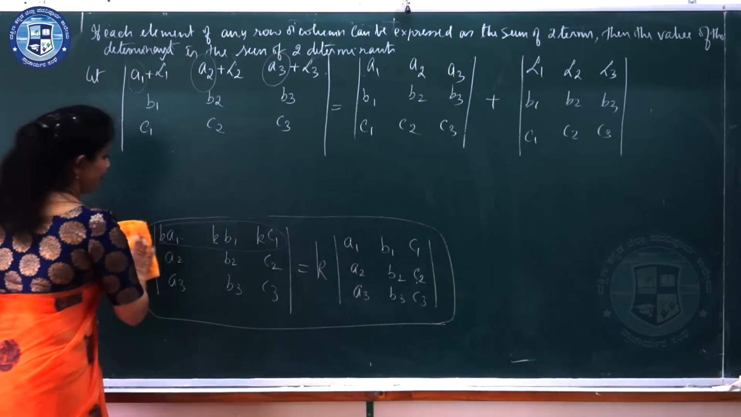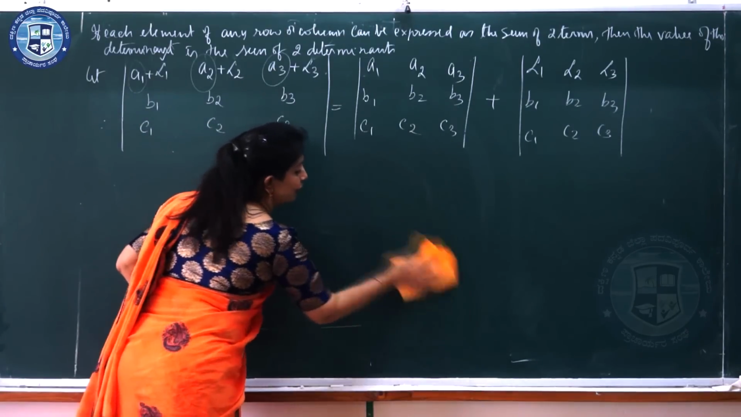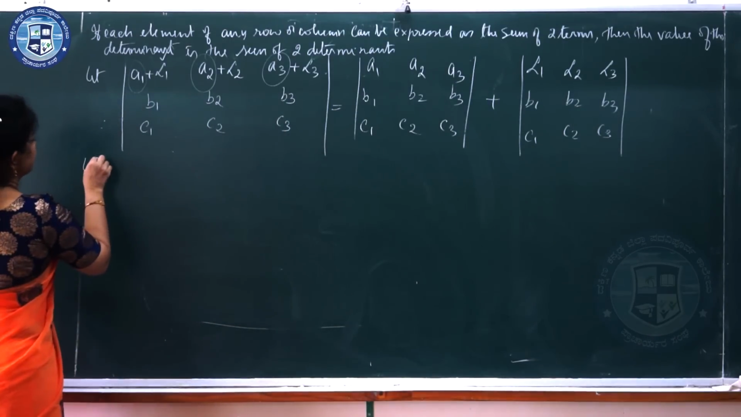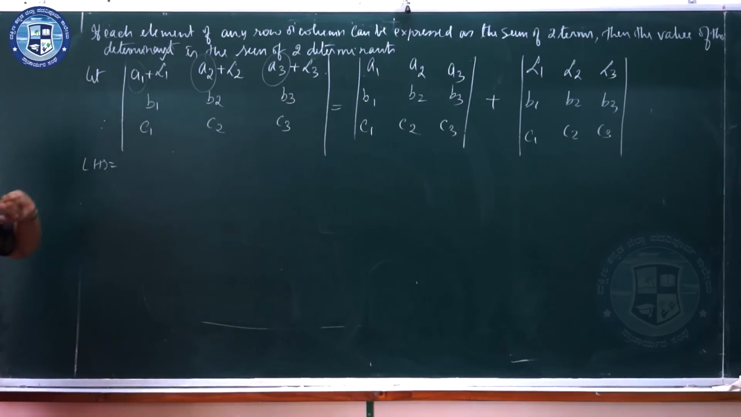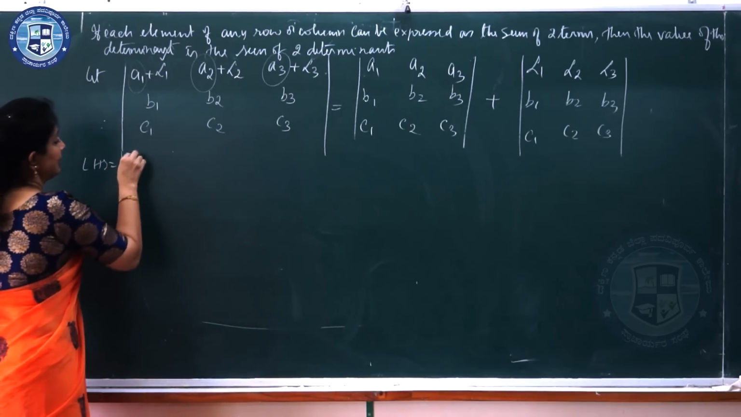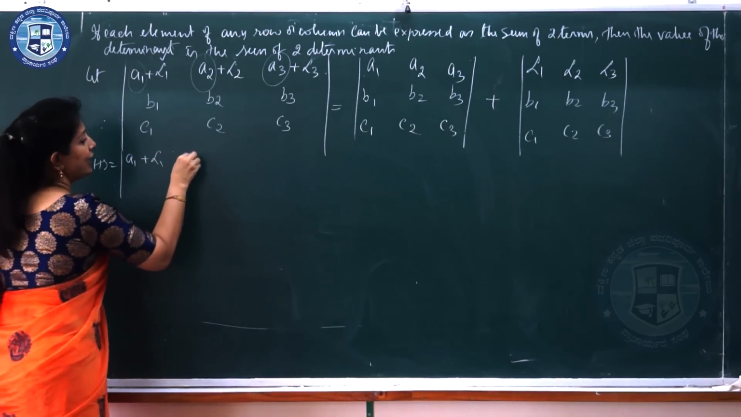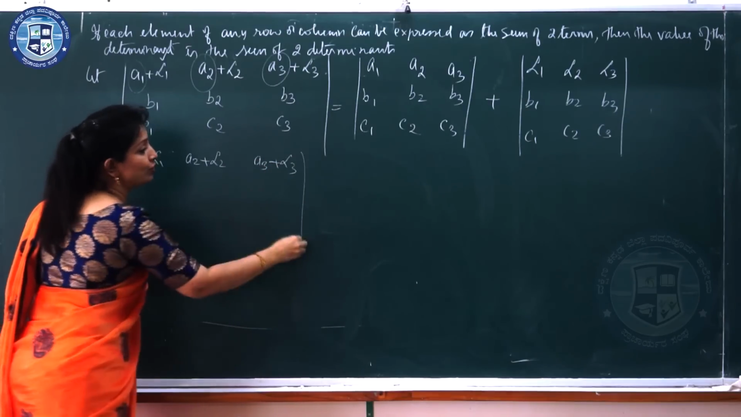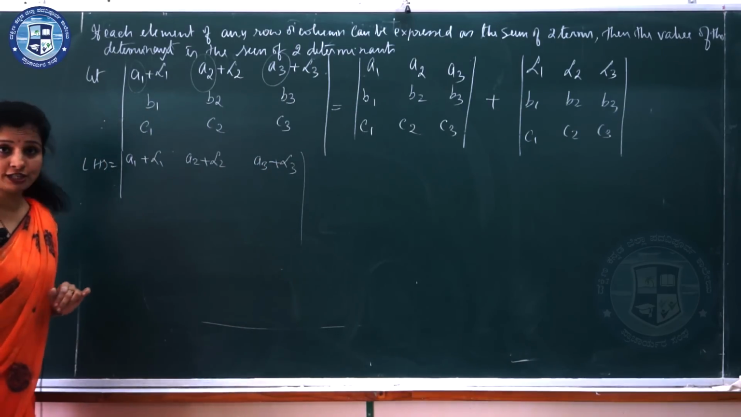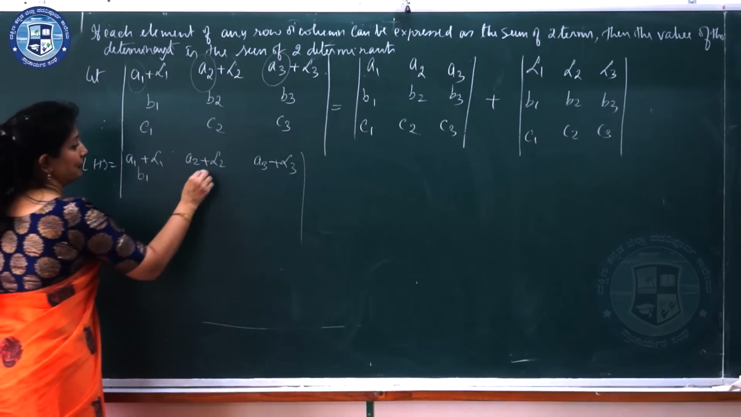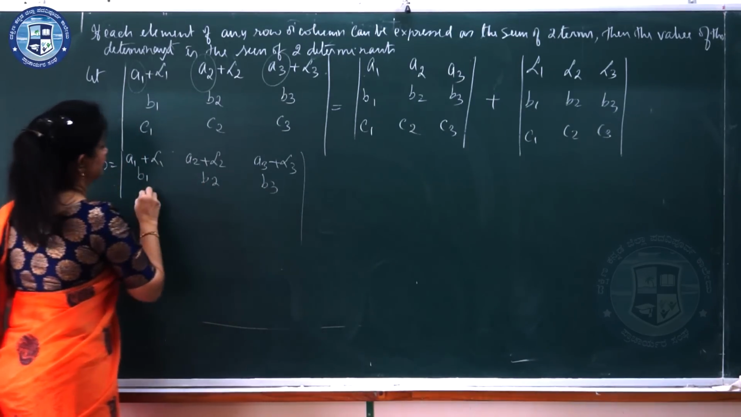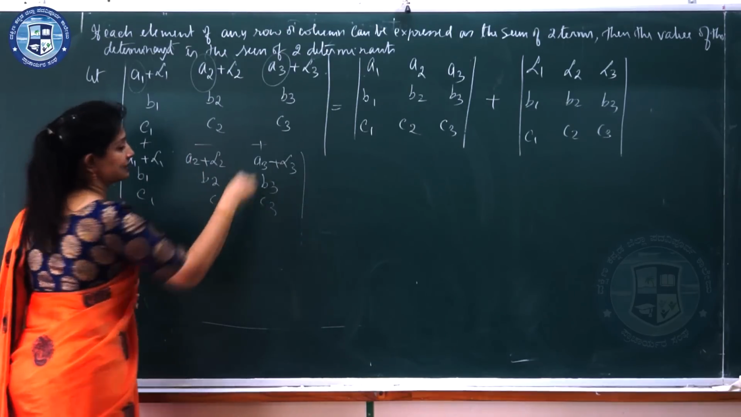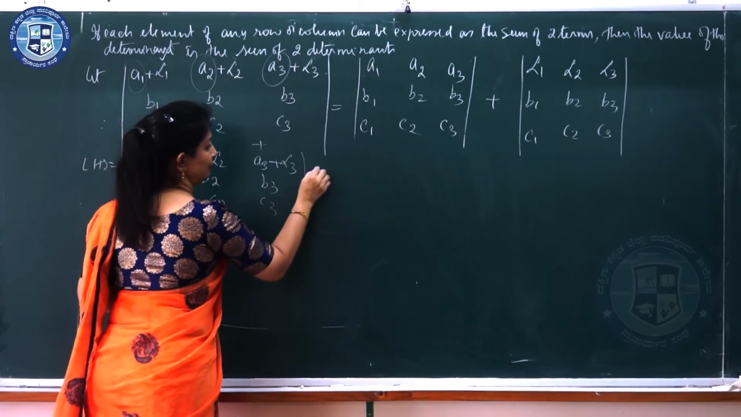First we will see what is the value of LHS. First we will expand the LHS part. LHS is equal to, the determinant with rows A1 plus alpha 1, A2 plus alpha 2, A3 plus alpha 3; B1, B2, B3; C1, C2, C3. Yes, you know how to expand this. Expand it along the first row, students, with signs plus minus plus.